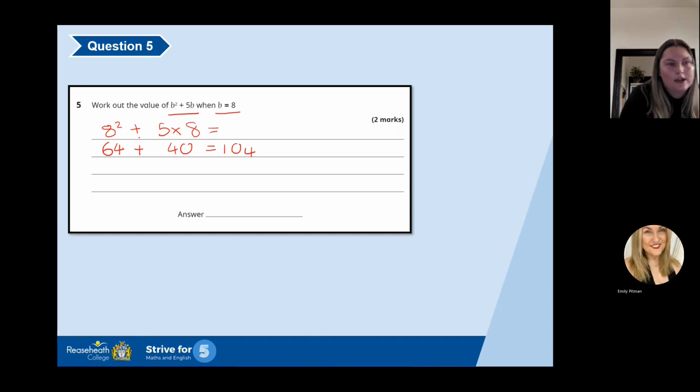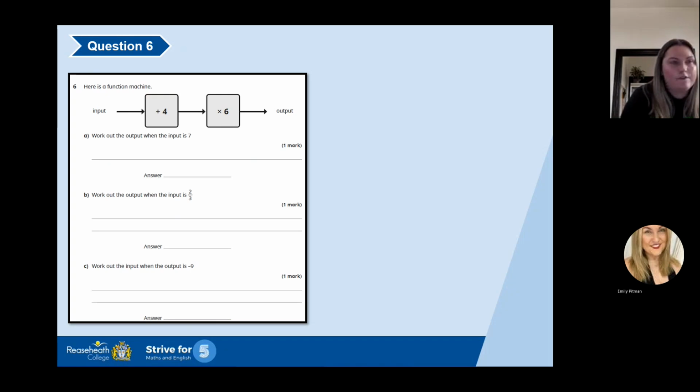Now you could just type this whole thing into the calculator and it will automatically do BIDMAS for you, or you can work out the 8 squared because of BIDMAS, then work out the 5 times 8 because multiplication comes after indices, and then add them together because add is after multiplication. So then we've got 104 and another 2 marks.